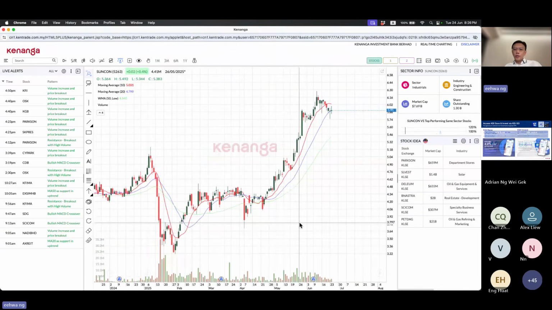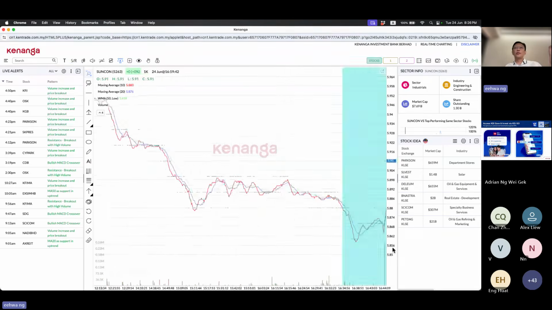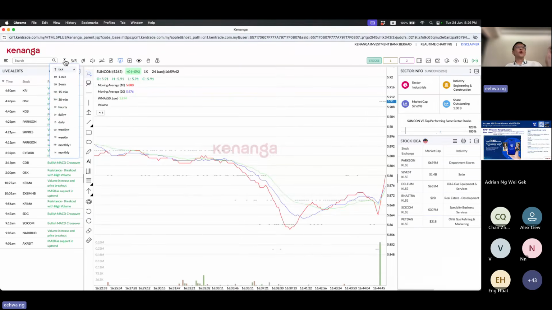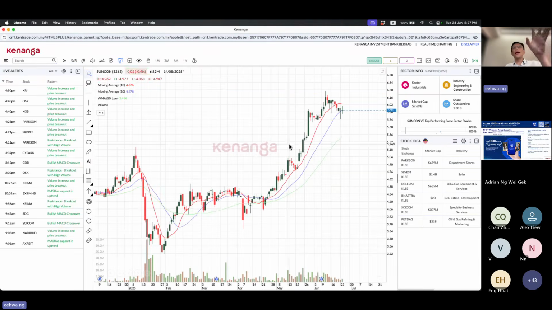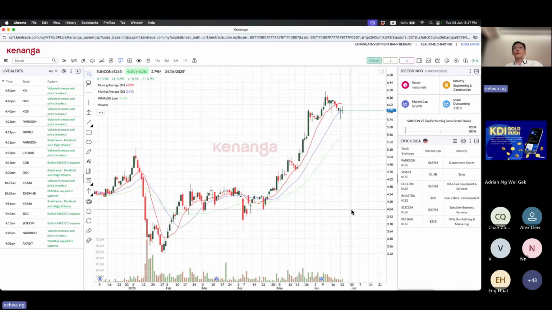Next question is, is the tick chart live? Yes, the tick chart is live. During the market hours, it will jump, it will move. The whole chart is live data. So today, if you're a Kanaga client, you should be right here.